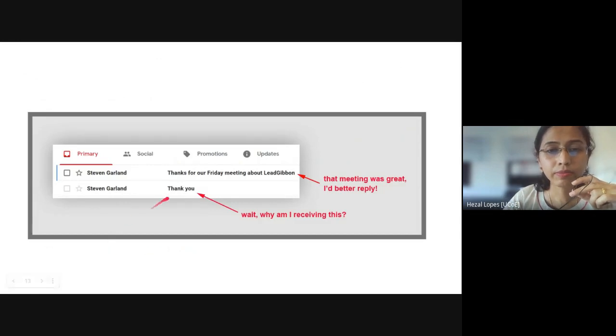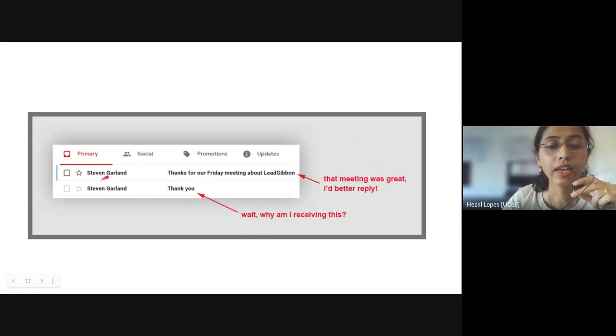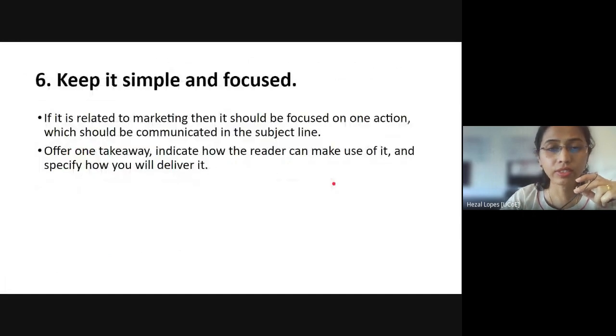See here. If you write just "thank you," then the recipient has to open it to find out what you are saying thank you for. Whereas if you mention in the subject "Thanks for our Friday meeting about lead generation," then without opening the email, your recipient will understand what you are saying thank you for. So this is always a better way of communicating.